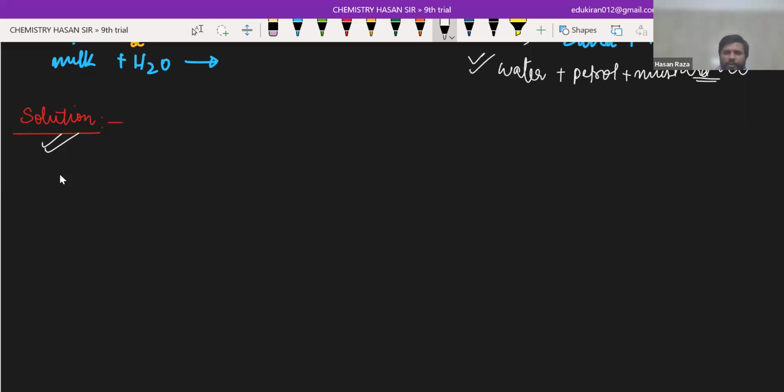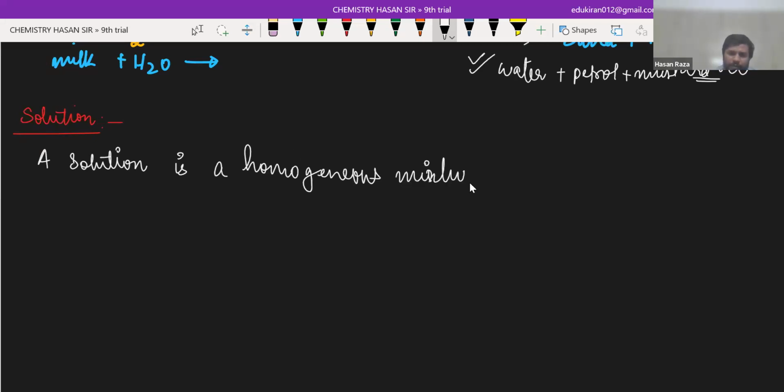Is it possible that a solution can be in solid state? Yes or no? Basically, when we talk about solution, we think that the solution is in liquid state. Yes or no? A solution is a homogeneous mixture of two or more substances.